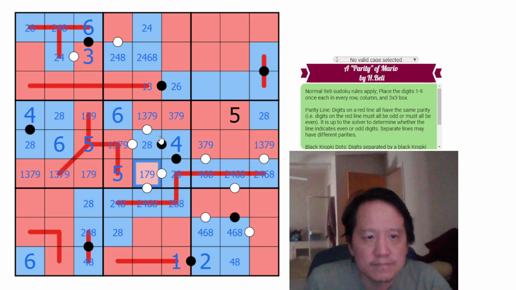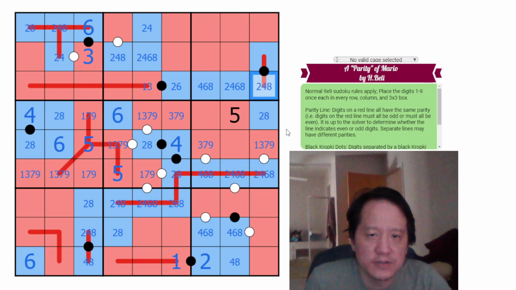Okay. This is 2, 4, 6, and 8. So this can't be 2. This can't be 6. So this is 2, 4, or 8. So 4 is one of these. So this cannot be 4. Therefore, this has to be the 4.